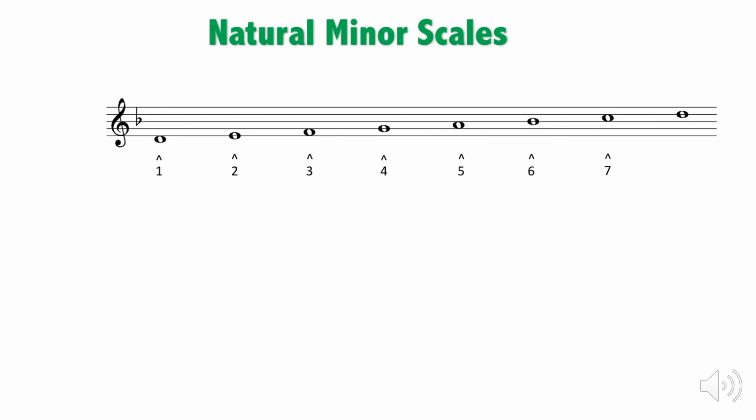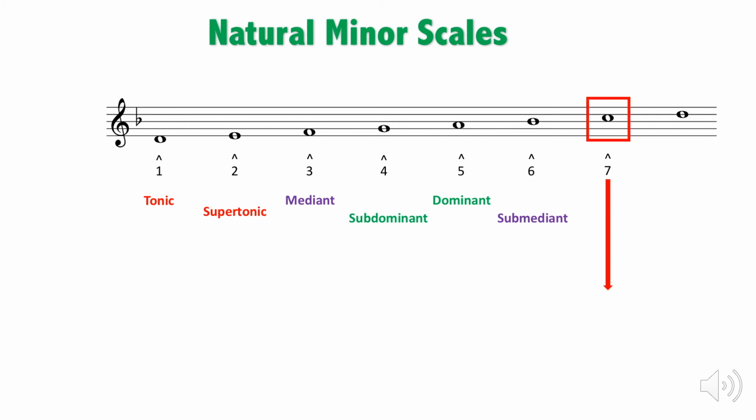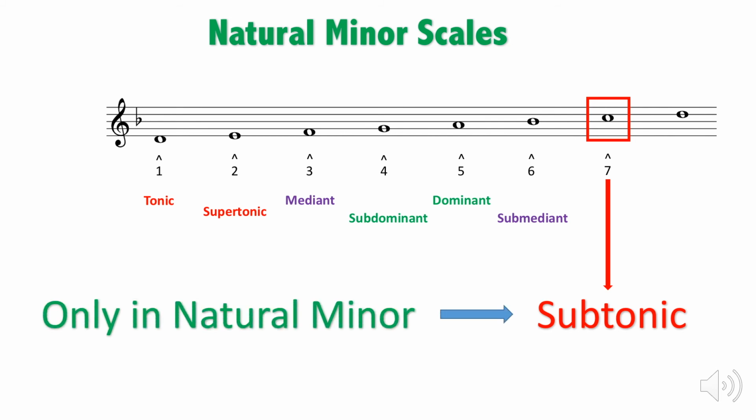Up to the 6th note, every name is the same as in a major scale: tonic, supertonic, mediant, subdominant, dominant, and submediant. However, the 7th note, or scale degree 7, in natural minor scales, in this case the C, is called the subtonic. This is very important. The reason it is called a subtonic is that in a natural minor scale, the 7th note, or scale degree 7, is a whole tone away from the tonic. So remember, subtonics only occur in natural minors.